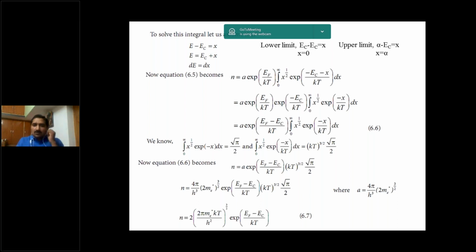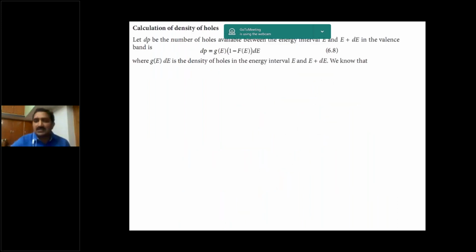n is equal to 2 pi me star kT by h square whole power 3 by 2 into exponential of (EF minus EC) by kT. Okay, so calculation of density of holes. The density of holes are available in valency band.